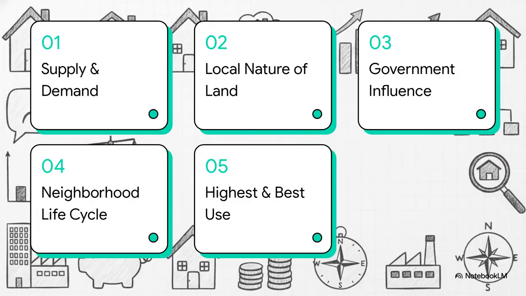Okay, let's dive into this. Here's our roadmap for today. First, supply, demand, and markets. Second, the local nature of land. Third, government influence on markets. Fourth, the neighborhood life cycle. And finally, highest and best use. Let's start right from the top.